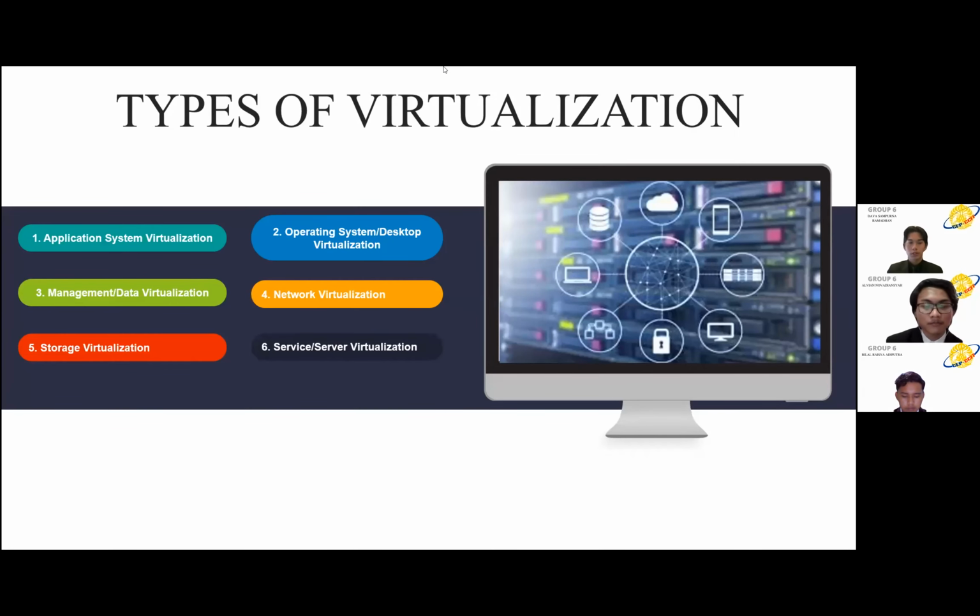Types of virtualization. First, application system virtualization. Second, operating system or desktop virtualization. Third, management or data virtualization. Fourth, network virtualization. Fifth, storage virtualization. And sixth, service or server virtualization.